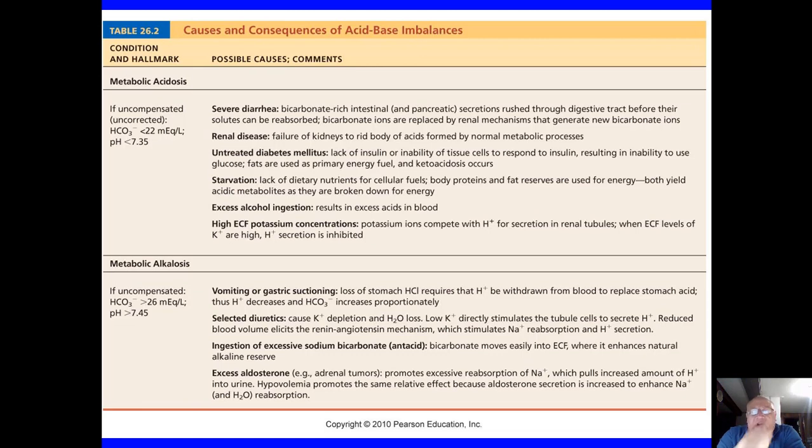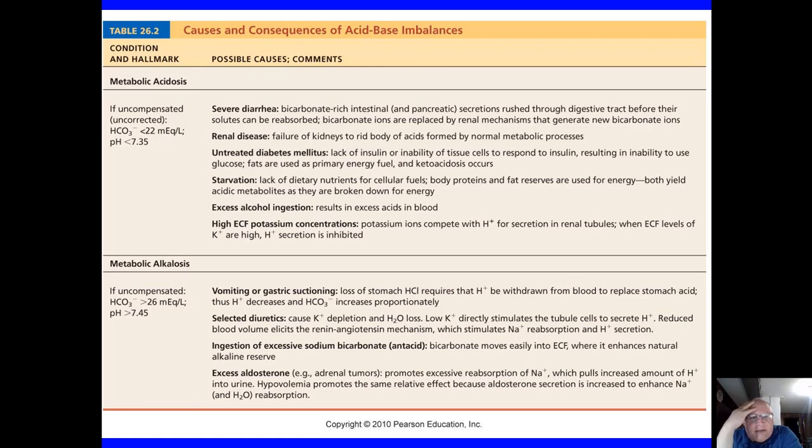Why? Because when you vomit, you're going to be losing hydrochloric acid. Now, the formation of hydrochloric acid is done in the stomach, where basically carbonic acid is broken off into the bicarbonate ion and the hydrogen ion. The hydrogen ion is used to make HCl. No problem, new hydrochloric acid replaced. But now that bicarbonate ion gets dumped back into the blood. As a result, it shifts the pH up above 7.45.